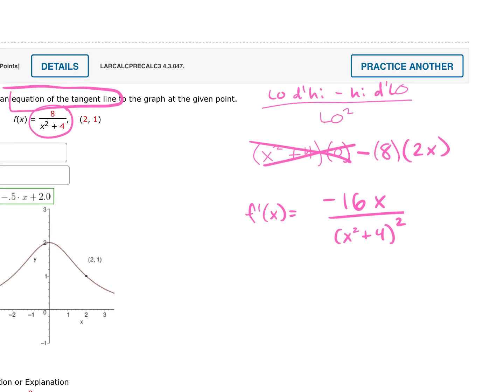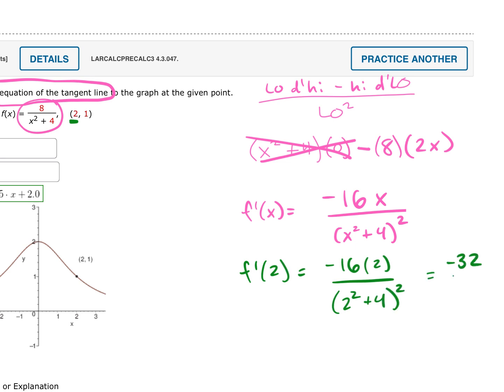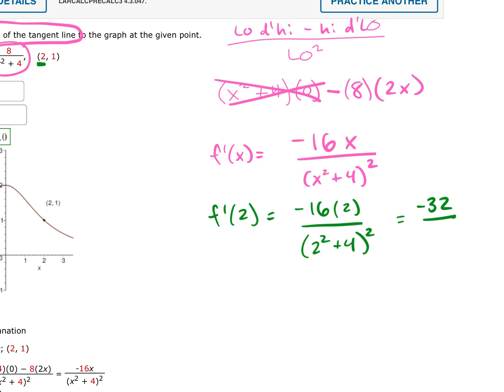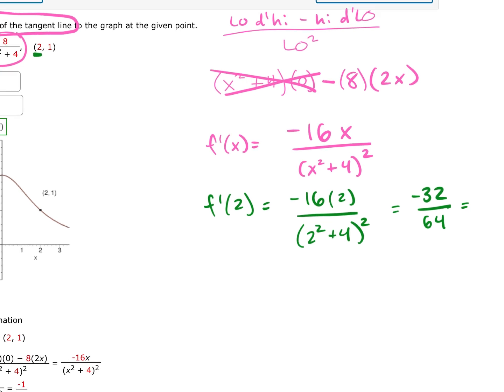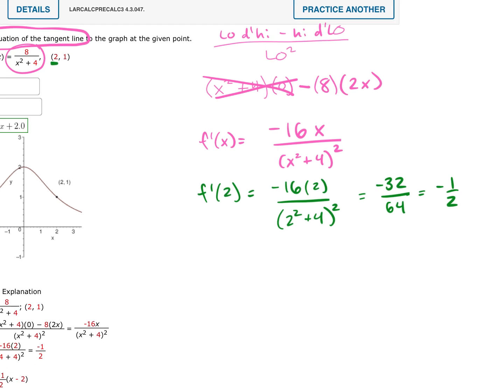It's asking us for the tangent line. So to find the slope, we take the derivative and we need to plug in x. So we want to find f prime of 2. So negative 16 times 2 over 2 squared plus 4 squared. We get negative 32 over 2 squared would be 4, plus 4 is 8, squared would be 64. This simplifies to negative 1/2. So negative 1/2 is our slope. So we found the slope of our tangent line.